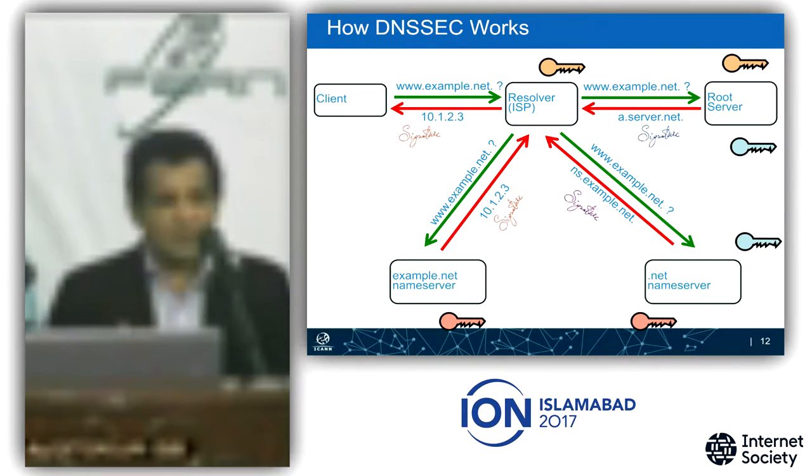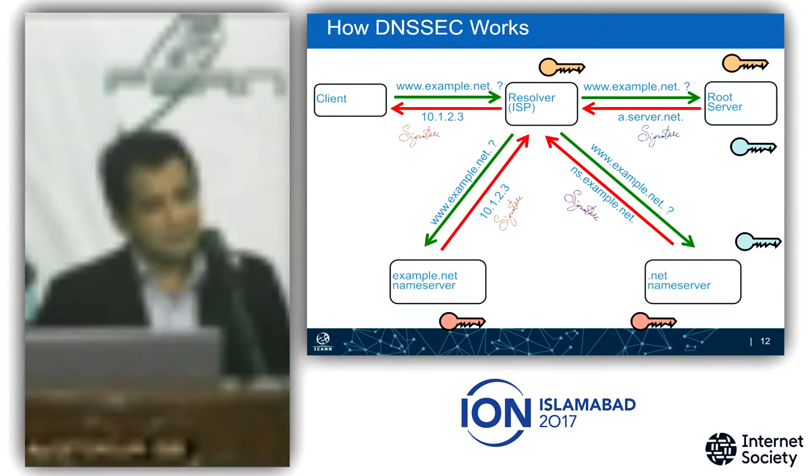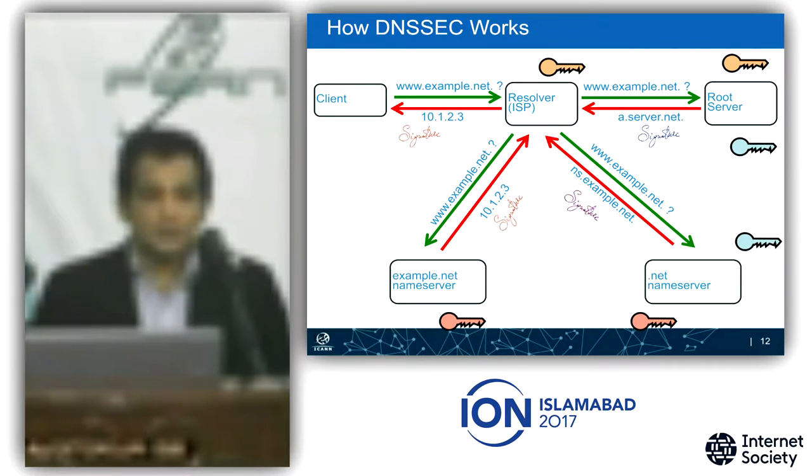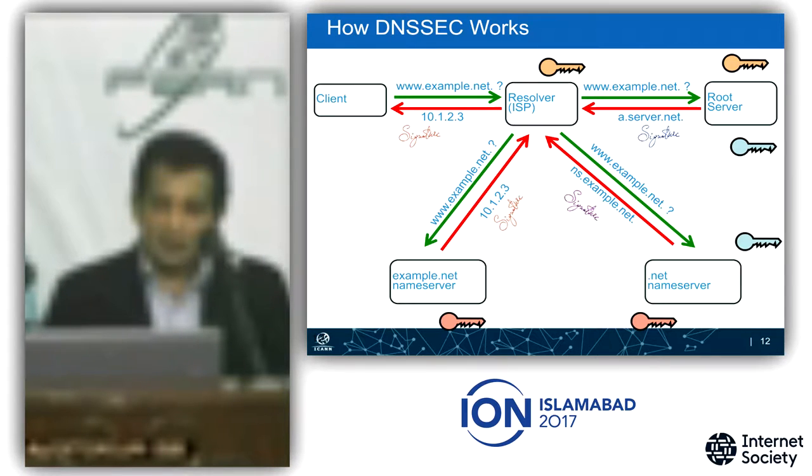So how do we introduce validation, or how can we validate whether the data is correct? This is where we can use the keys. Here we are talking about asymmetric keys. Now in asymmetric keys, we have key pairs. We have private keys and we have public keys.